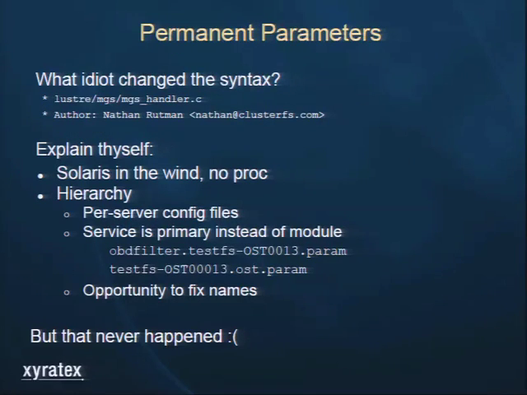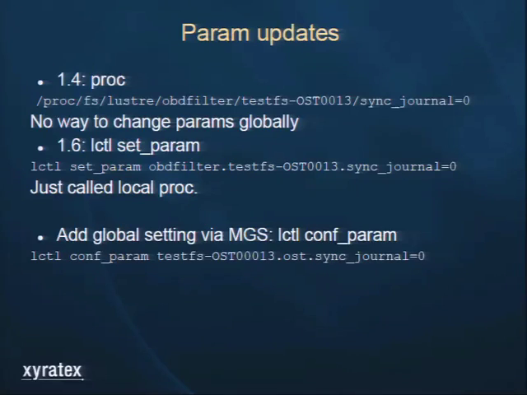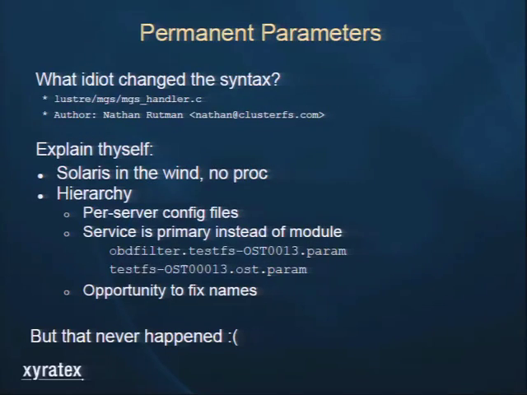So why did we change the syntax of these slashes to dots? And you notice the name here, obdfilter.testfs.syncjournal, matches the slashes above in the proc files. But the conf_param command doesn't match this at all, even though this is the same thing you're changing. Why did we switch these things around? Well, this was my fault. I'm sorry.